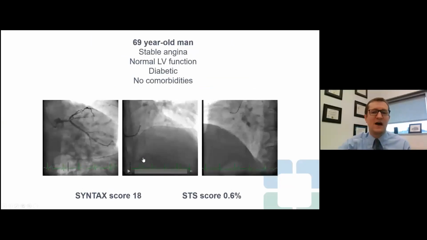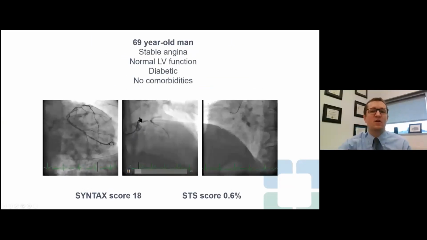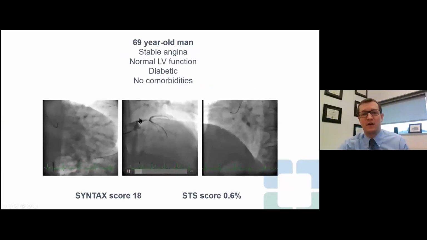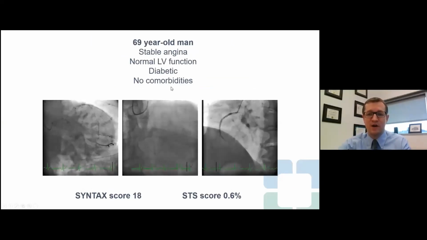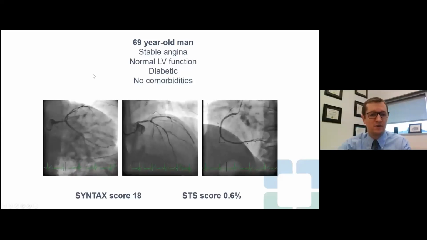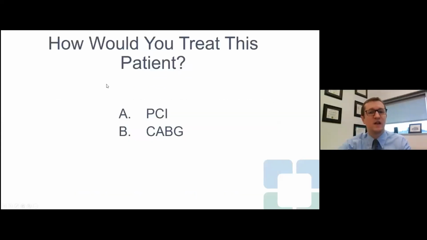The second case here I'll highlight is a 69-year-old patient who's a diabetic and doesn't have any other major comorbidities and has distal left main disease with, as you can see here, a large circumflex and LAD. So how would you treat this patient, PCI or CABG?